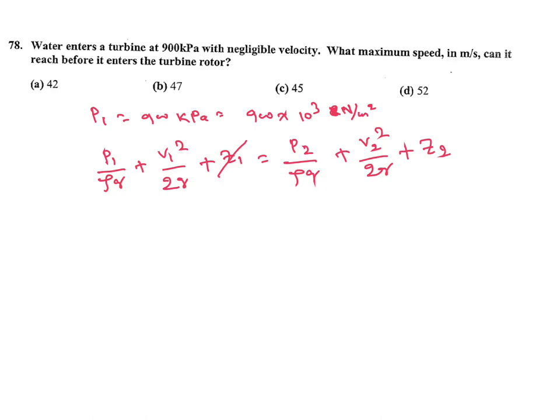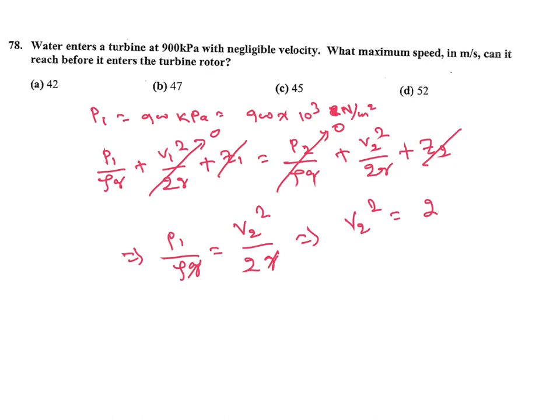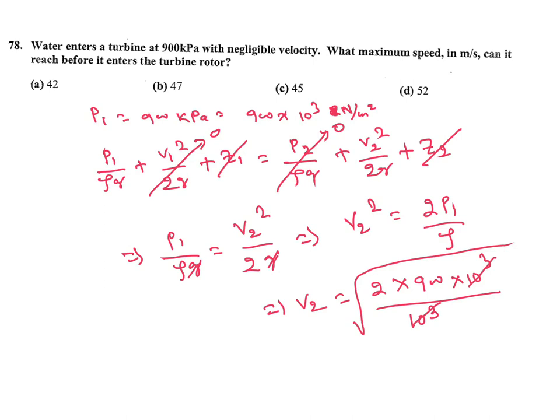Z cancel. Then for maximum speed, P2 will be 0, so the P2 by rho g term will be 0. With negligible velocity, V1 also 0. Then P1 by rho g equal to V2 square by 2g, g cancel. Then V2 square equal to 2 into P1 by rho, or V2 equal to root over 2 into P1 value, 900 into 10 to the power 3 divided by rho. Rho is water density, so it's 10 to the power 3, cancel. Then V2 equal to root over 1800.